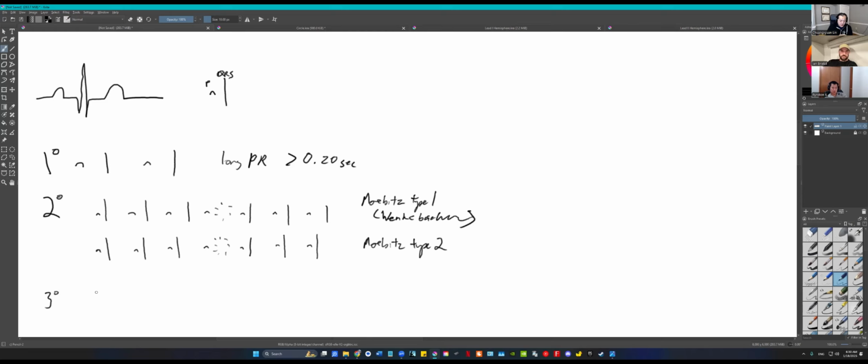I'm going to do my best to try and keep the P the same as the stuff above. Oh boy, it's starting to have problems. Sorry, my drawing tablet froze for a little bit. Okay. All right, so third degree blocks, you have their P waves, and then you have the QRSs, and they look like this. They look like left bundle branch blocks.